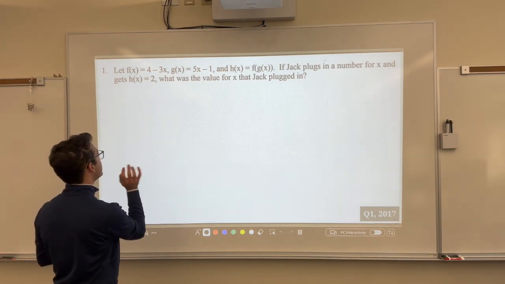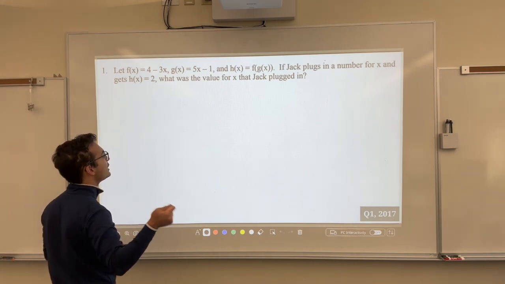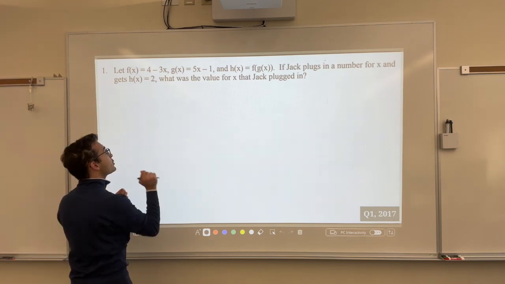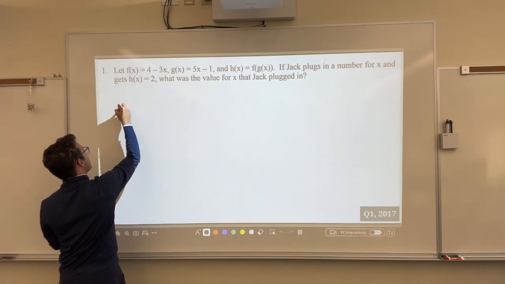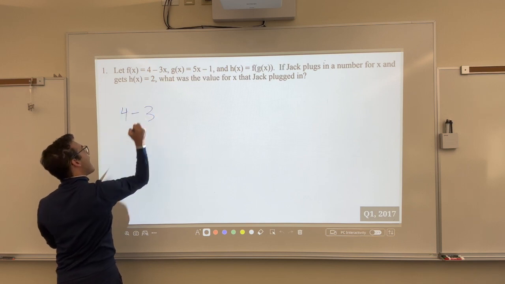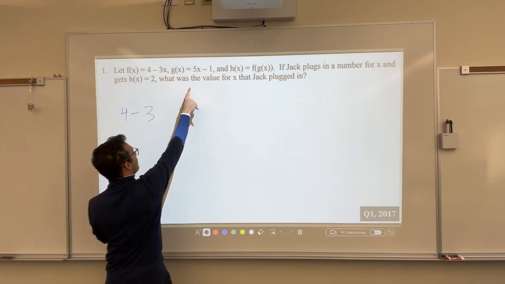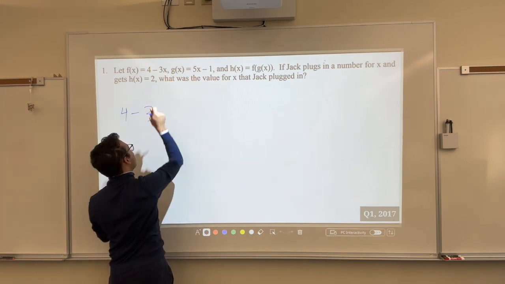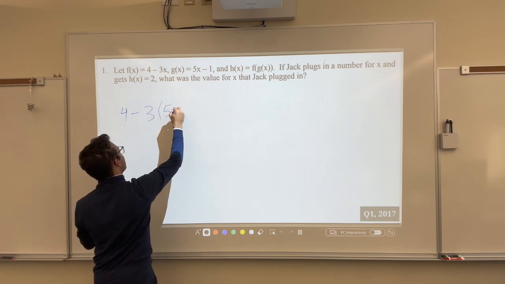So we have f of x, g of x, and we are saying that h of x is equal to f of g of x. Okay, so let's solve for h of x. So we are plugging g of x into f of x. So f of x is 4 minus 3x, but instead of that x, we are going to have g of x. So we are plugging 5x minus 1 into the placeholder that is x. So it's going to be 4 minus 3 times 5x minus 1.